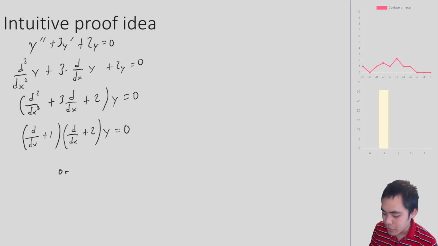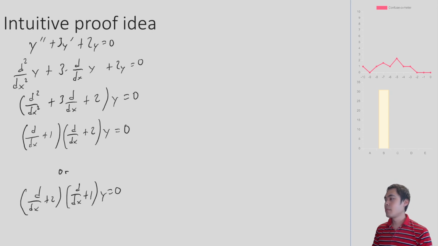Or you can factor it the other way, which would get you (d dx plus 2)(d dx plus 1) y is equal to 0.